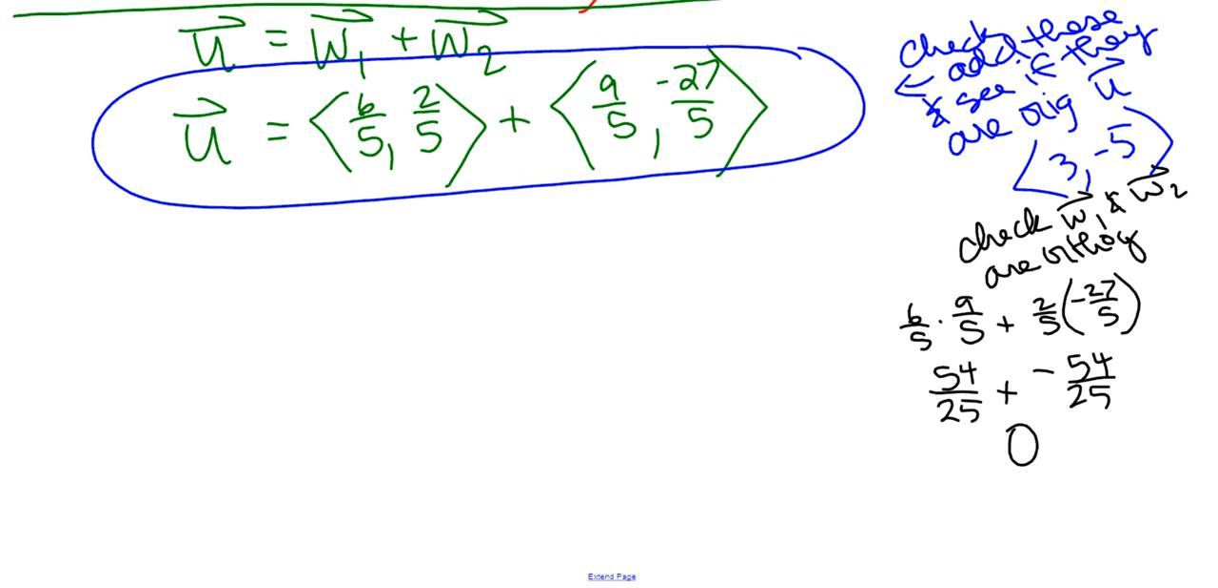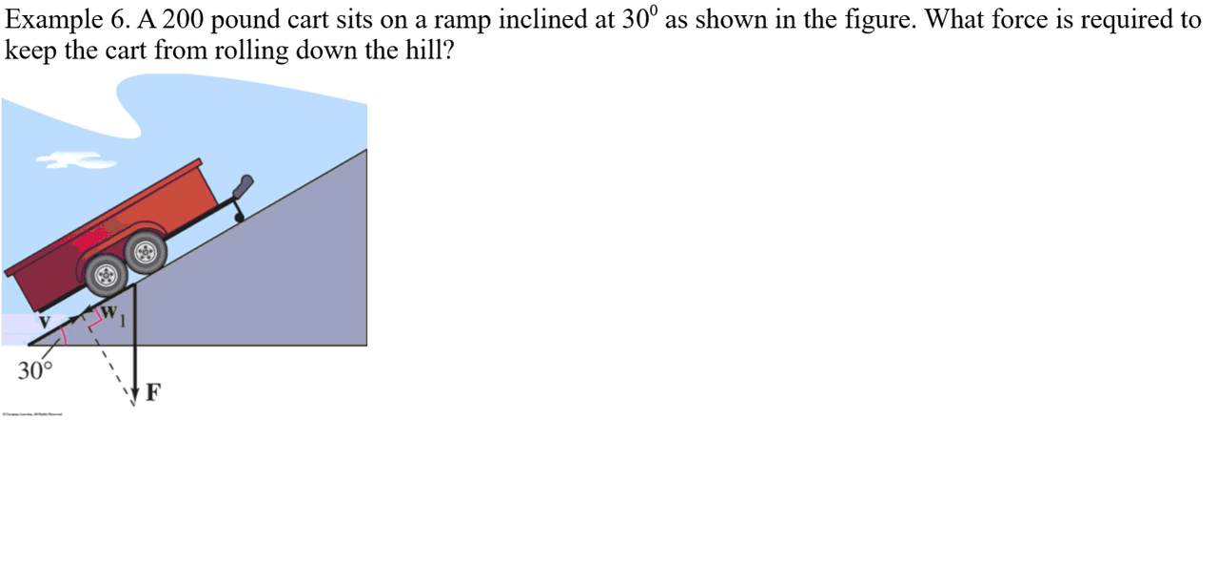Okay, so this ending part is just a way for me to check my answer, because really I should know these two things. I should know that these two add to be the original U, and I should also know that they are orthogonal, and I can check that as I go as well. Okay, so then we move on to some problems as we go.